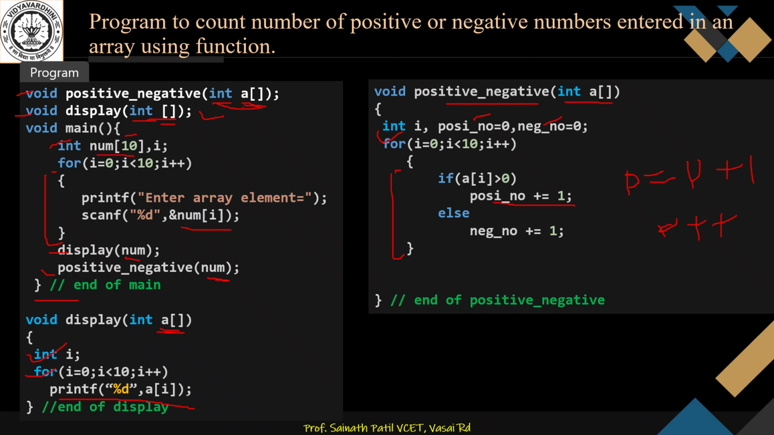If it is not greater than 0, obviously it is less than 0, so the number is negative. So negative is equal to negative plus 1. This is the loop where it will check whether a number is positive or negative. Then we display it here in the function itself. Positive number is equal to percentage d, where in place of that the value of the positive number will be displayed. Negative number is equal to percentage d, in place of that the negative number will be displayed.